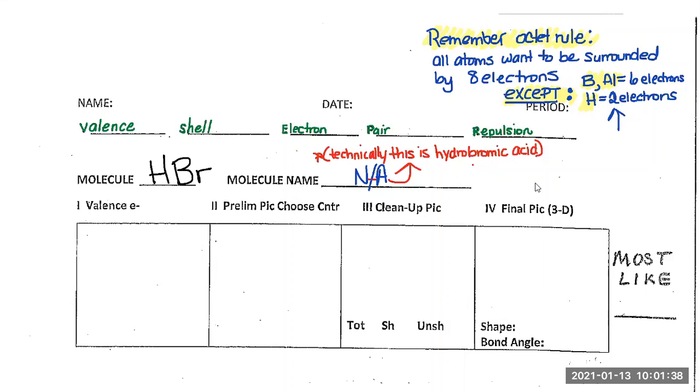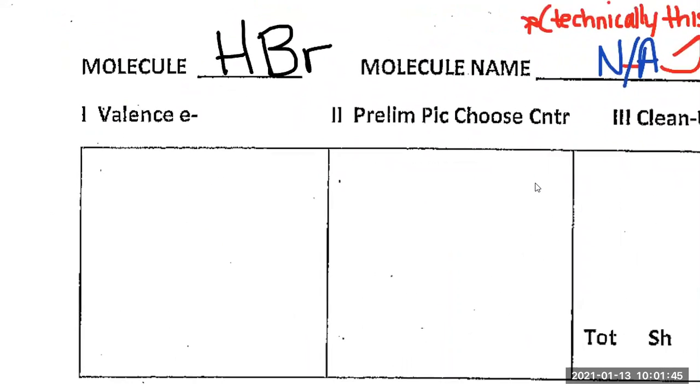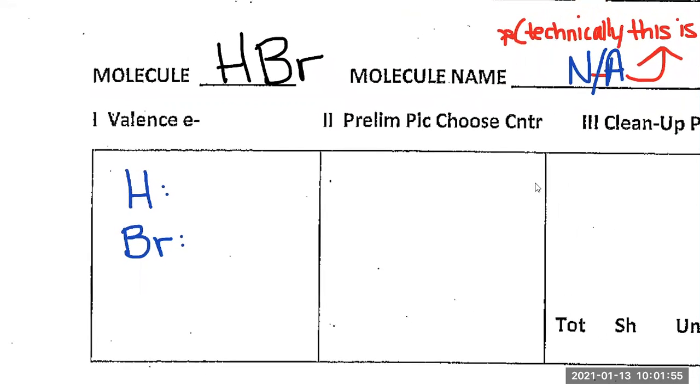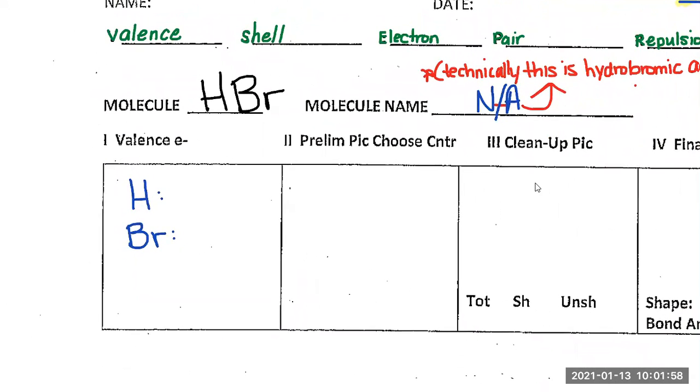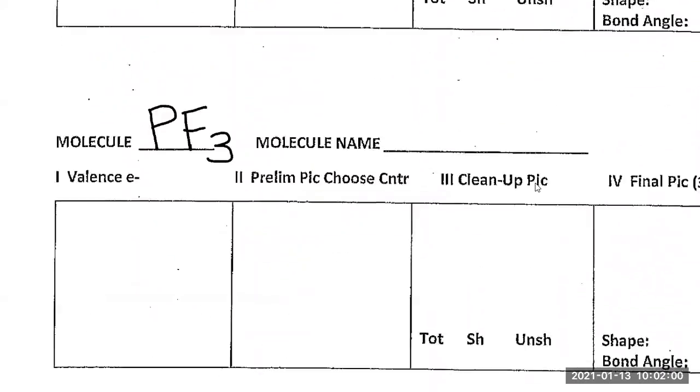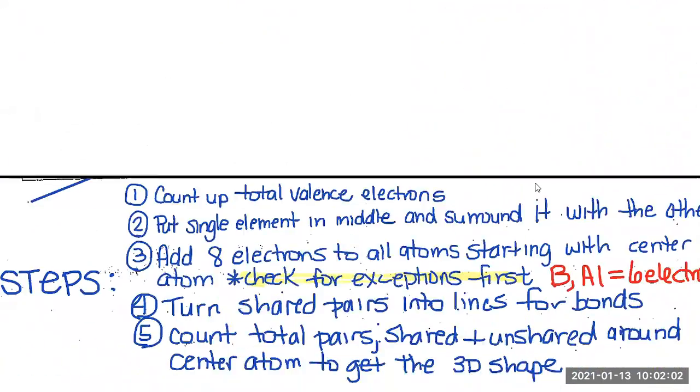So our first step in drawing any of these molecules is we need to figure out how many total valence electrons the molecule is going to have. So we're going to write our 2 elements here, hydrogen and bromine. And we're going to go to the periodic table and look up how many valence electrons they have. Now, to save time, I'm not going to look up all of these, but I will show you very quickly how we find that on the periodic table.